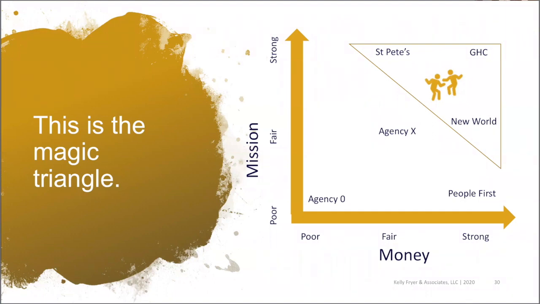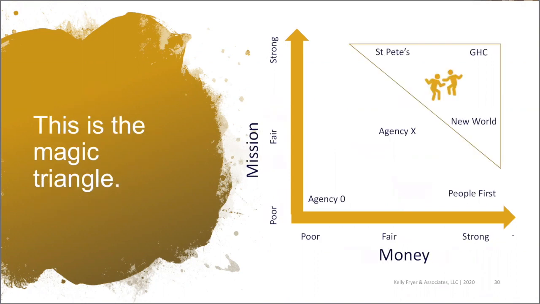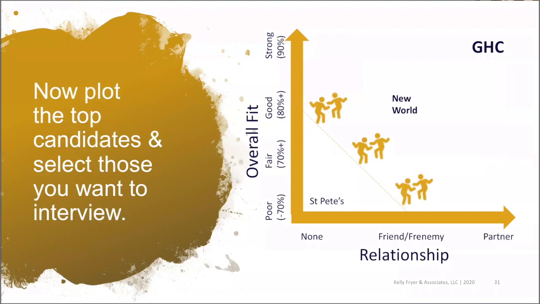So the first thing you're going to want to do is identify those organizations that land in that magic triangle, and you're going to want to take them one step further. You're going to want to plot those organizations based on the overall fit, based on your metrics, the overall fit with your organization, and the relationship that you have with them already. So you can see now that we've taken the 3 magic triangle organizations and we've plotted them according to overall fit and relationship.